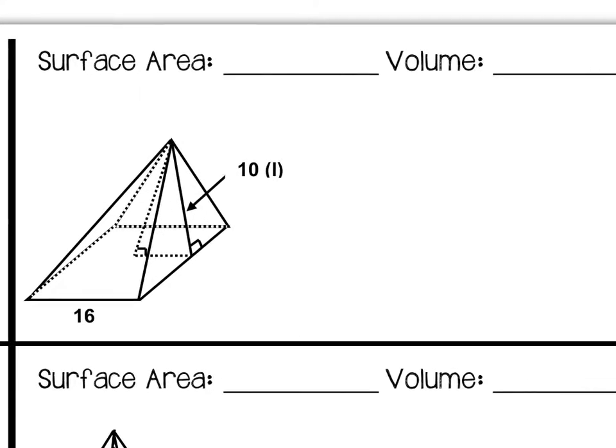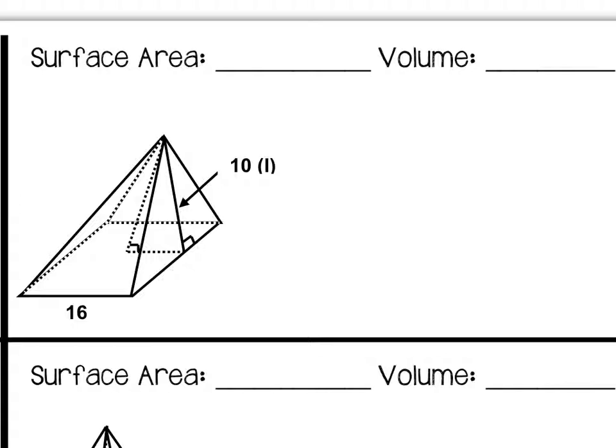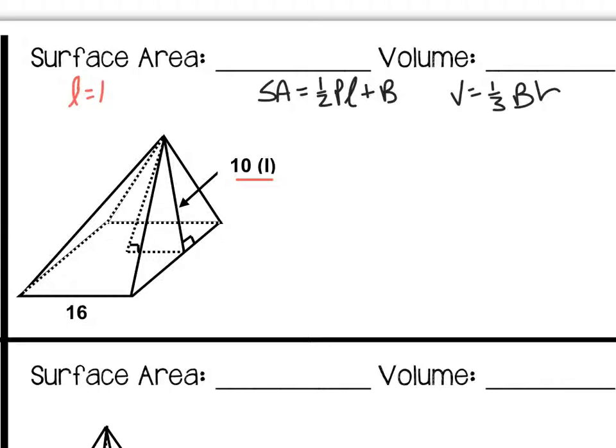On the right, we have another diagram, and we're finding the same information. So first step is write down our formula. Surface area is 1/2 perimeter times slant height plus area of the base. Volume equals 1/3 area of the base times height. This time it's giving you the slant height, which is L. So L is 10.